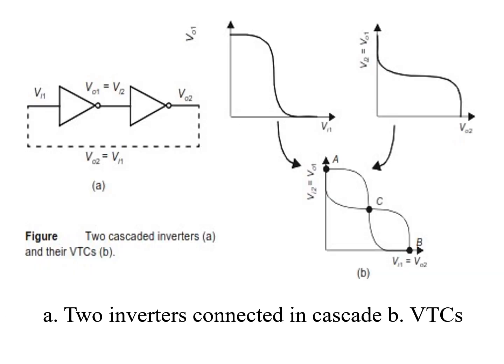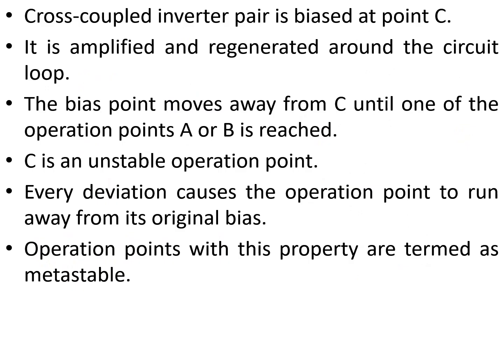This diagram represents two cascaded inverters along with their voltage transfer characteristics, where for inverter 1 we are giving input VI1. Following that, VO1, which is the output of inverter 1, is given as input to inverter 2 as VI2, and VO2, which is the output of inverter 2, is given as input to inverter 1. This cross-coupled inverter pair is biased at a point C, which is the metastable state.